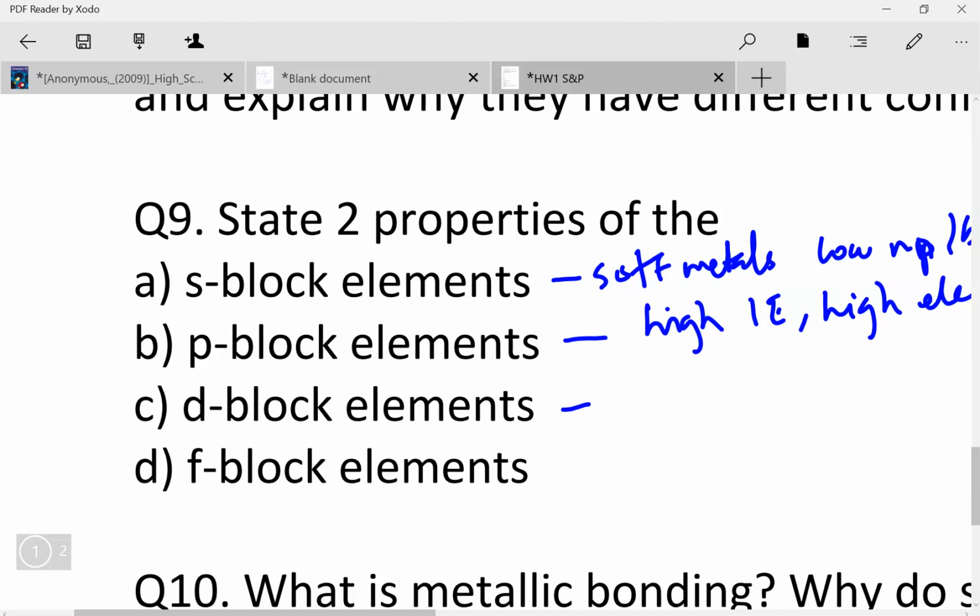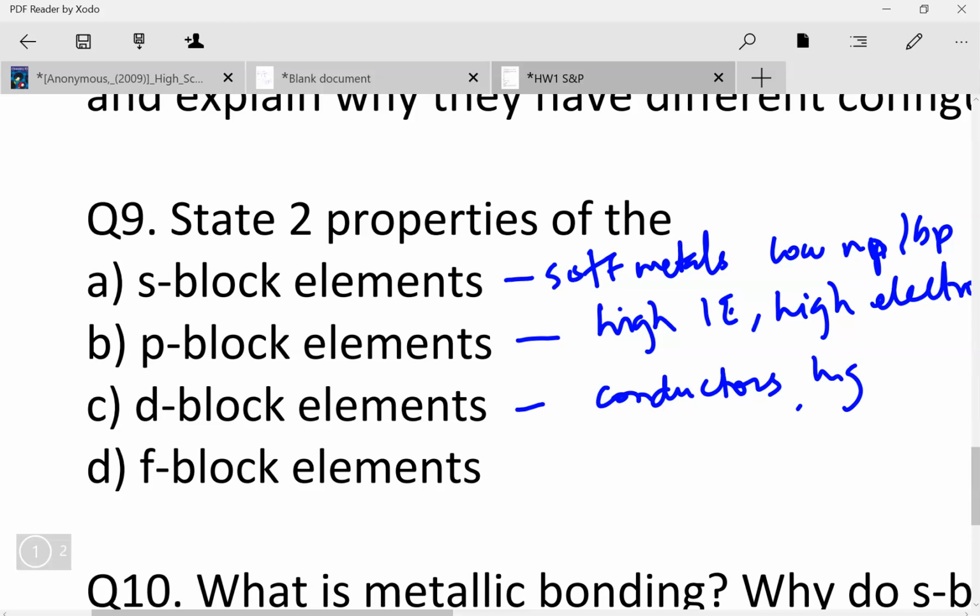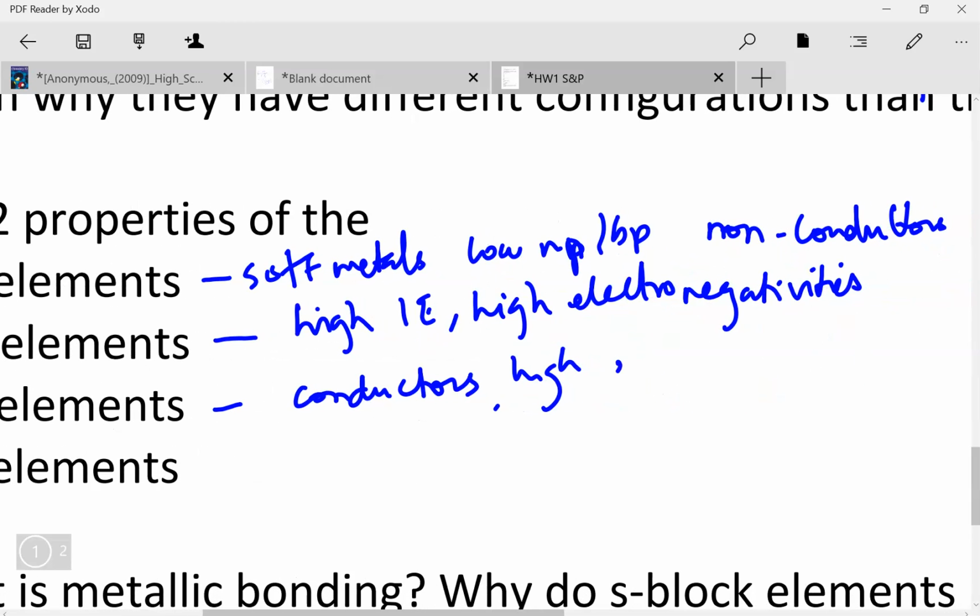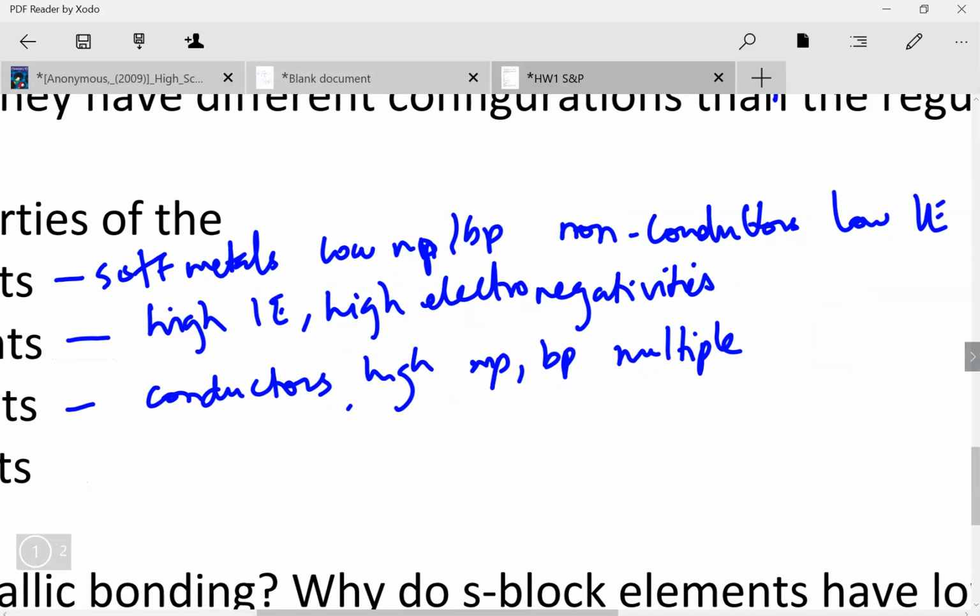D block, there's transition metals. They have metallic bonds, so they're usually good conductors, with some exceptions, of course, good conductors of electricity. High melting point, boiling point. Multiple transition states or oxidation states.